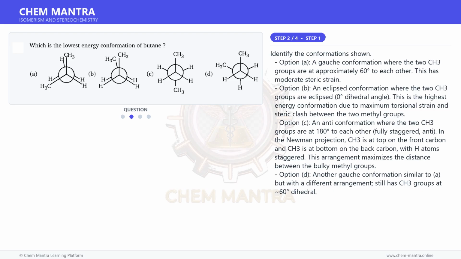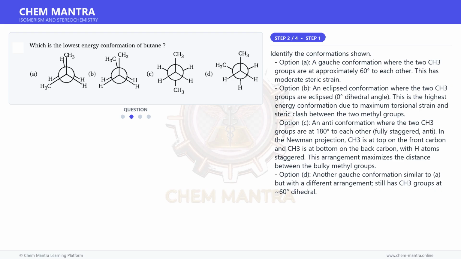In the Newman projection, CH3 is at top on the front carbon and CH3 is at bottom on the back carbon, with H atoms staggered. This arrangement maximizes the distance between the bulky methyl groups.